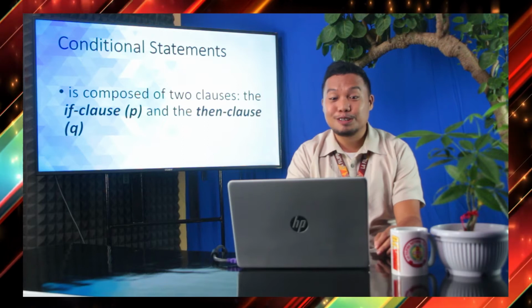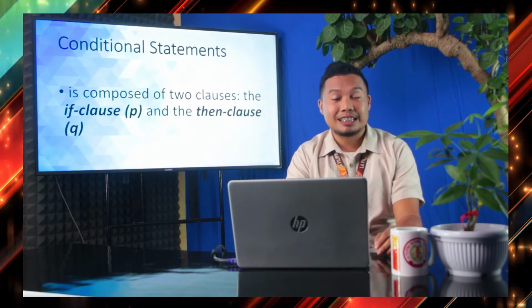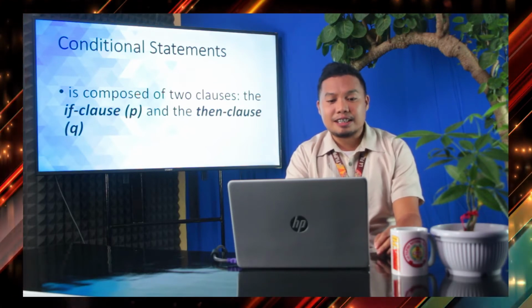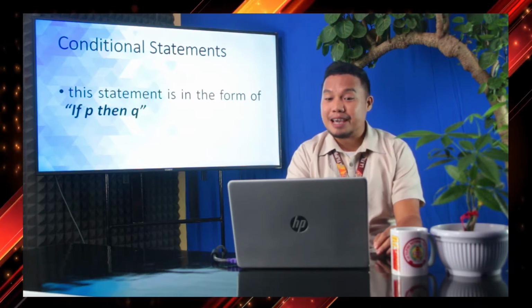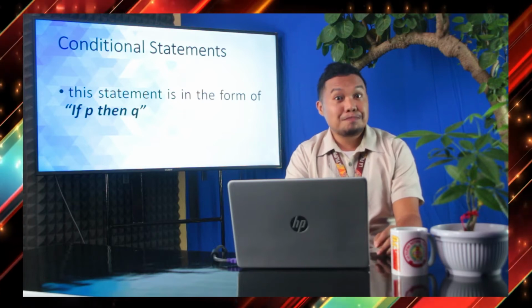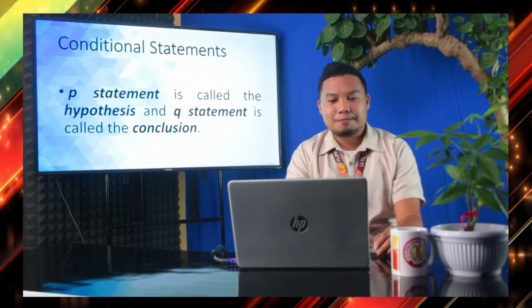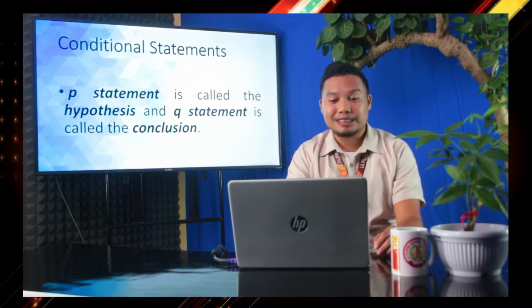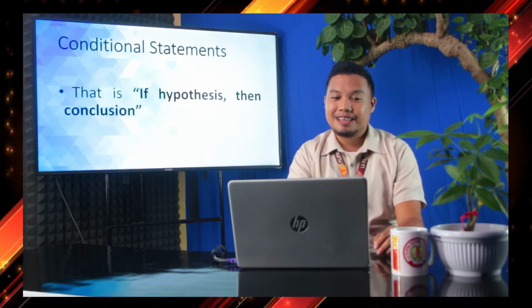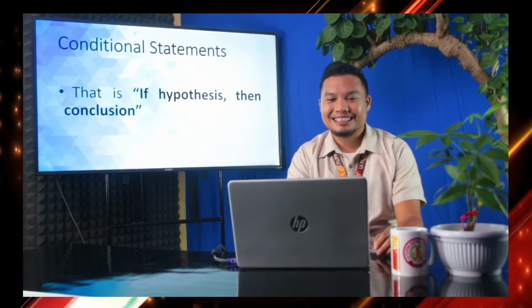It is composed of two clauses, the if clause P, represented by the small letter of the English alphabet, and then the then clause Q. This statement is in the form of if P, then Q. P statement is called the hypothesis, and the Q statement is called the conclusion. That is, if hypothesis, then conclusion. Are you still with me?